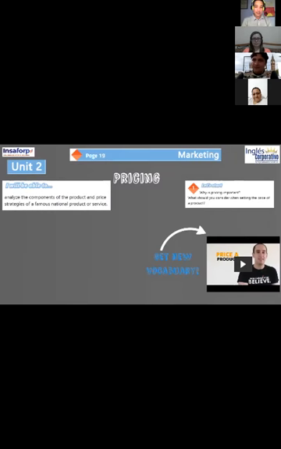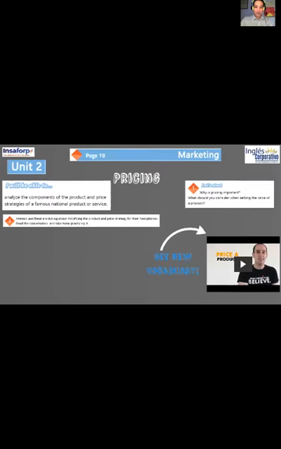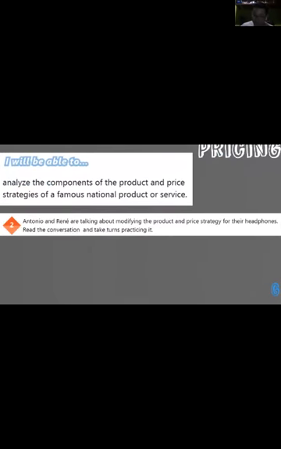So, next part, it's a conversation that is on page 19. The scenery of this conversation is the following. Antonio and René are talking about modifying the product and price strategy for their headphones. Read the conversation and take the turns, practice it. Continue, Josué. Good, great job. Okay, repeat. Strategy. Strategy. Okay, there is no E before the S in Spanish. Strategy. Okay, again.